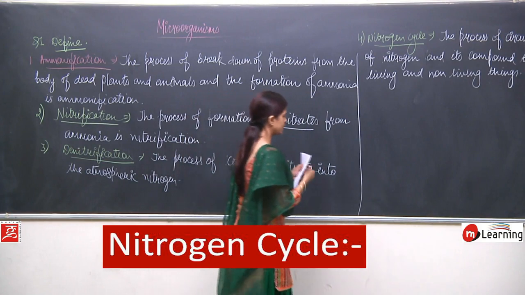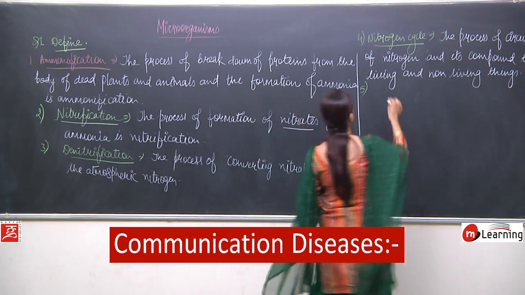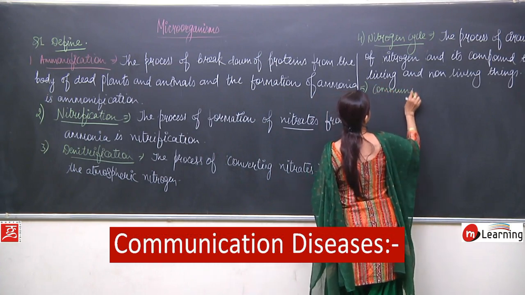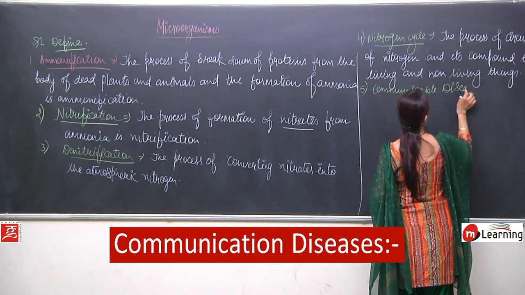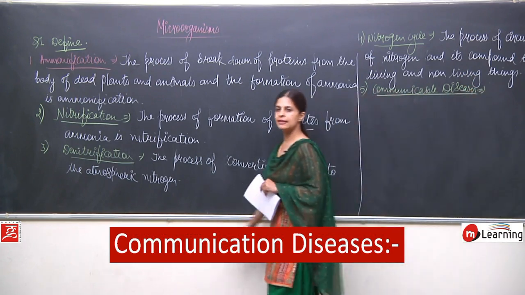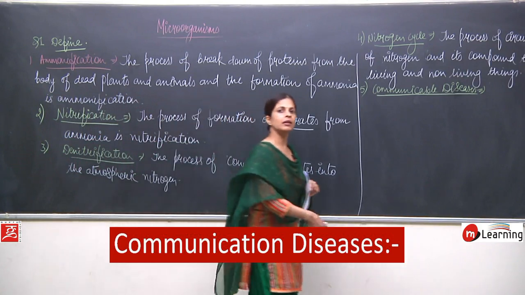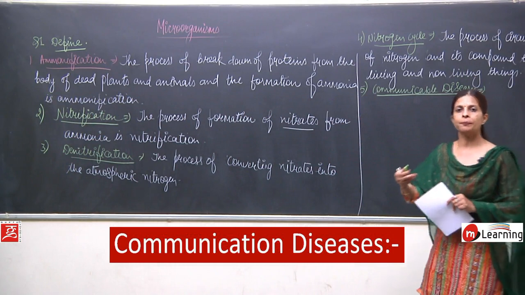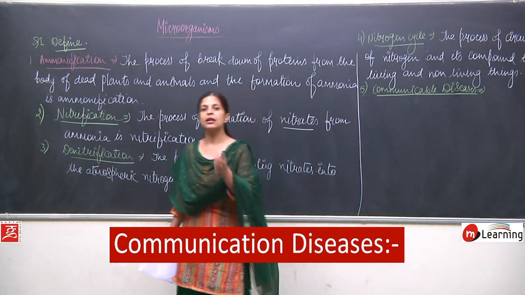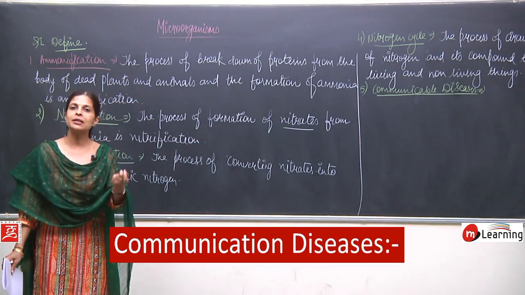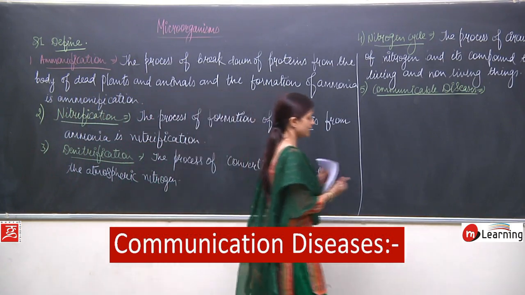Now the next one, that means the fifth one, is communicable diseases. Now what is the meaning of communicable diseases, children? We have read that these are diseases which are spread by microbes. How do they get spread, how do they move from one infected person to another one, maybe through air, water, food, contact. So what are the communicable diseases? Those diseases which get spread from the infected person to the healthy person through food, water, all these kind of mediums. So how to write all this definition?